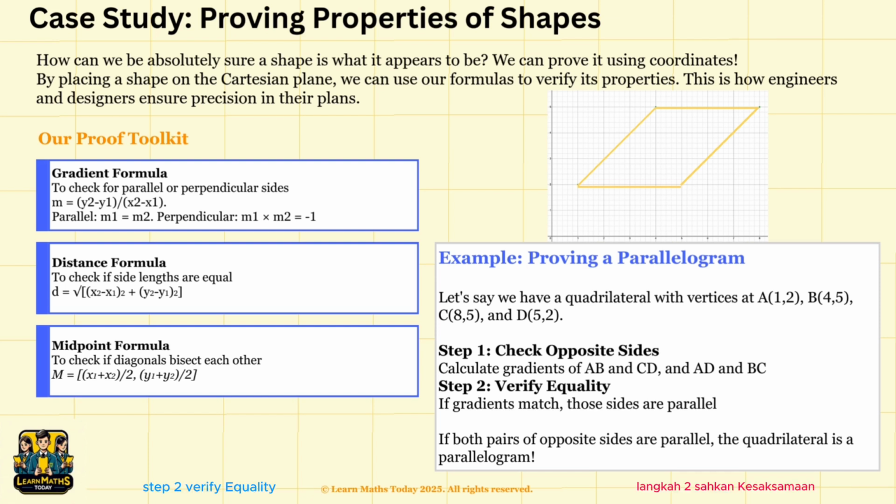Step 2. Verify equality. After calculating these gradients, we compare them. If the gradient of AB is equal to the gradient of CD, then AB is parallel to CD. Similarly, if the gradient of AD is equal to the gradient of BC, then AD is parallel to BC. Conclusion: if both pairs of opposite sides are proven to be parallel, then, with 100% certainty, we have just proven that the quadrilateral is a parallelogram. This is a powerful demonstration of how coordinate geometry allows us to precisely define and prove geometric properties, moving beyond just visual estimation to absolute mathematical certainty.